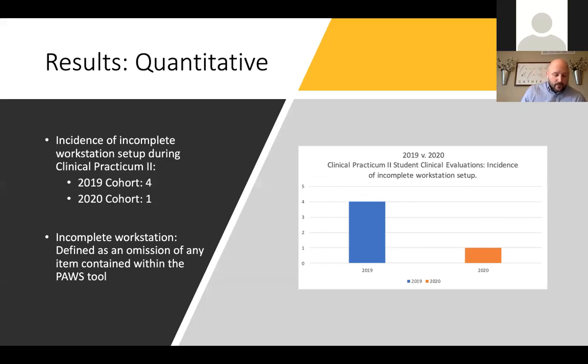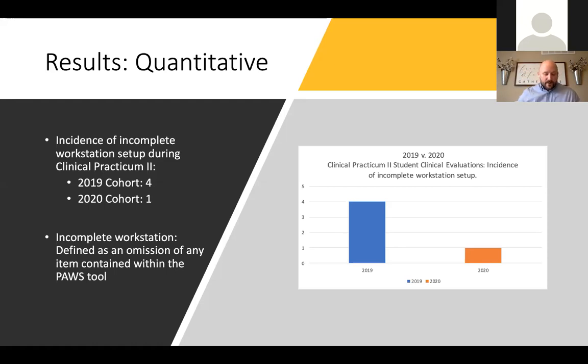Due to my previous standing as a member of the 2020 cohort, Dr. Flatley reviewed the clinical evaluations for the 2020 cohort to ensure anonymity, while I reviewed those of the 2019 cohort. We compared student clinical evaluation forms for Clinical Practicum 2 between the two cohorts, observing for any indication of an incomplete workstation. For purposes of this project, an incomplete workstation is defined as an omission of any item contained within the PAWS tool.